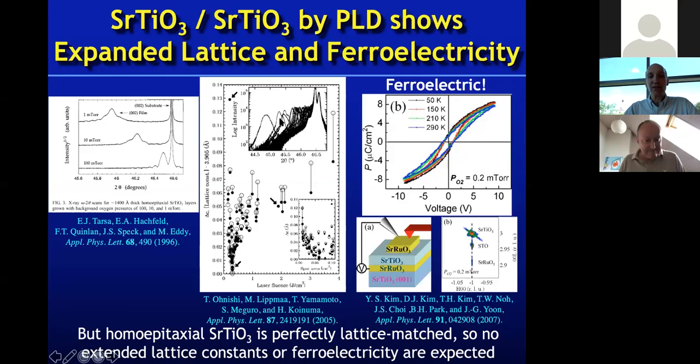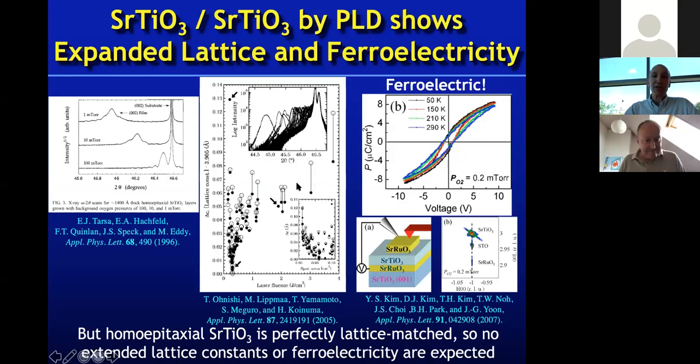In this case, they were studying not the pressure, but the laser fluence that they used. And so as they changed the fluence, this peak was shifting all over the place. They did find, in a very small but well-controlled fluence range, that the C-axis of the strontium titanate film matched the C-axis of the strontium titanate substrate. That would be what zero is here. Whereas at all other fluences, it's extended.